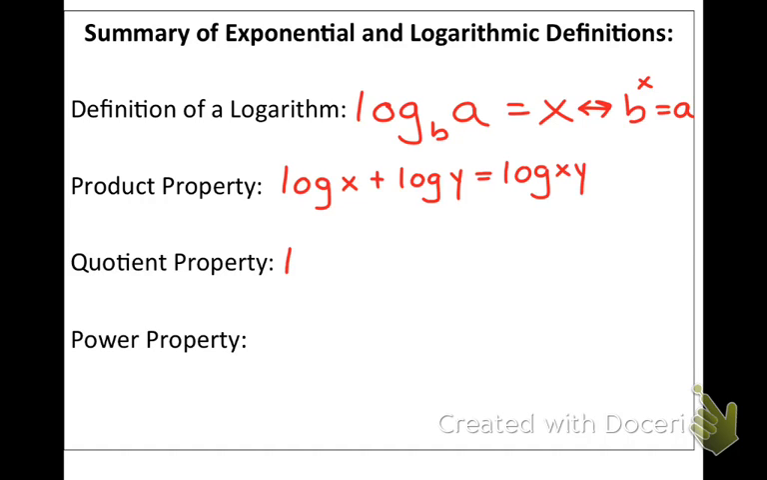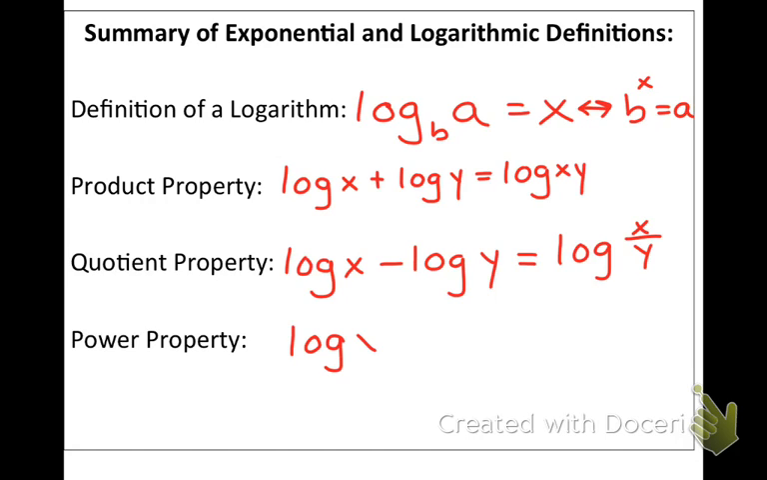Quotient property. If I had log x minus log y, to condense that into a single logarithm, it's going to be division, so it's log x over y. Power property. What's that one? If we had log x squared, that would be equivalent to 2 log x, or vice versa. If the 2 was out in front, we would take it to the exponent, right?